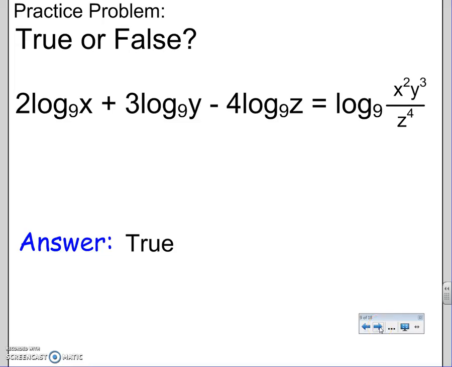Practice problem, true or false. Can you use the 3 properties to get that? And the answer should be true. Just try to work it out. It's not that hard. If you can do that, you should be fine in class.